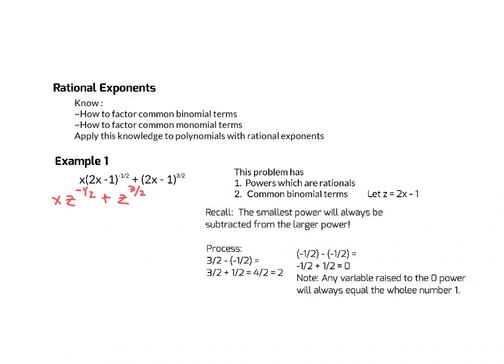Now, looking at negative 1/2 minus the negative 1/2, we see that the math will give us a 0. And you have to recall that any variable raised to the 0 power will always equal the whole number 1. We will now factor out the z to the negative 1/2 power.